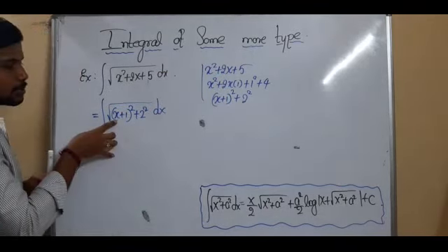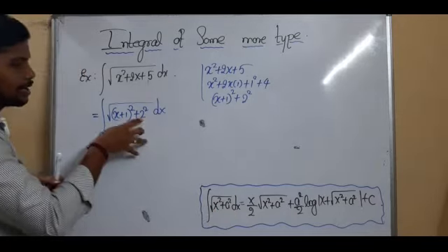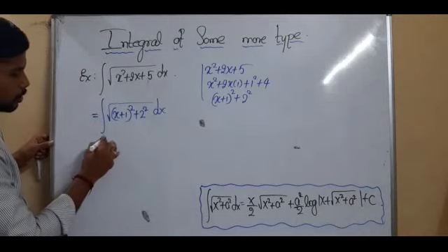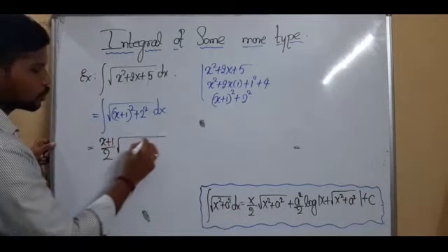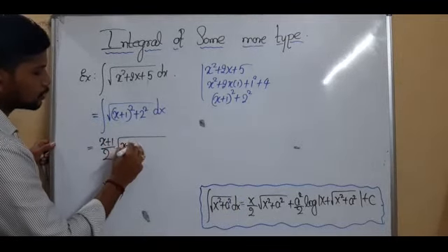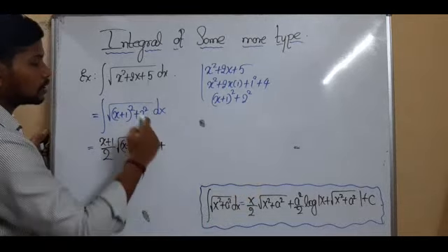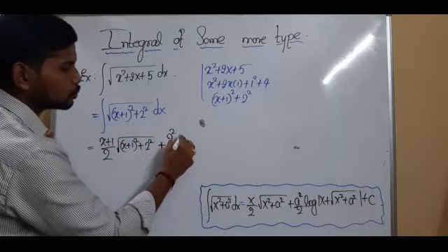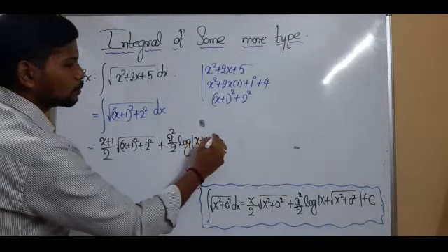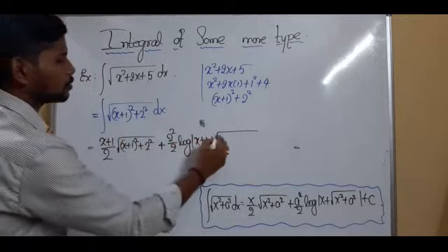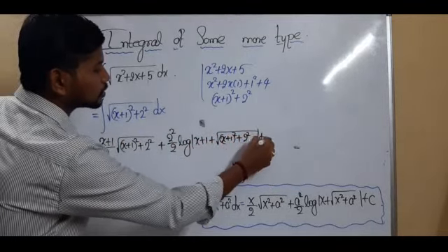X will be x plus 1, means wherever x is there I need to write x plus 1, wherever a is there I need to write 2 there. That's why it will be x plus 1 by 2, x replaced by x plus 1, by 2 square root of x square plus a square means x plus 1 whole square plus 2 square, plus a square by 2 means 2 square by 2 log modulus of x plus 1 plus square root of x plus 1 whole square plus 2 square plus c.